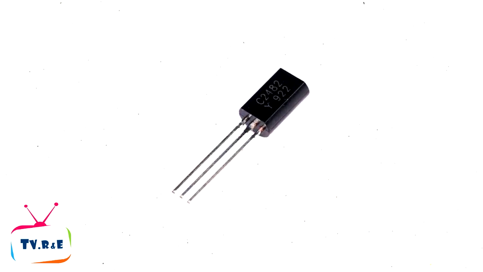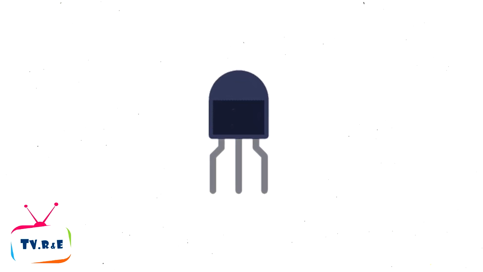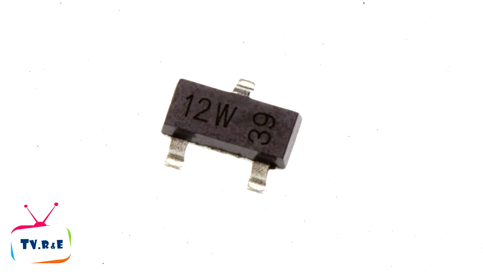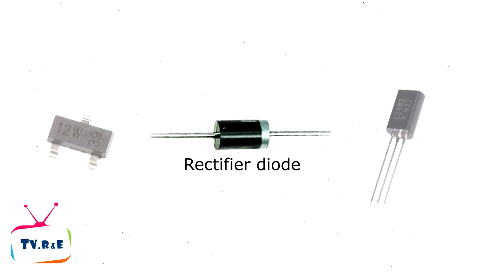So far, we have learned about the transistor. Therefore, it will be easy for us to check a transistor. So let's see how it's done. This is a rectifier diode. With the help of this rectifier diode, we will learn how to check a transistor.